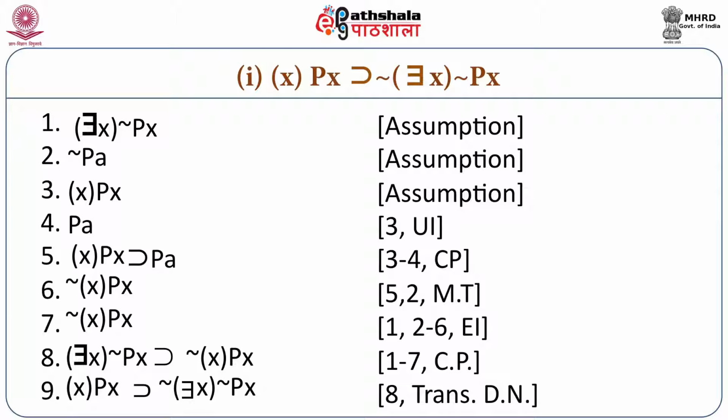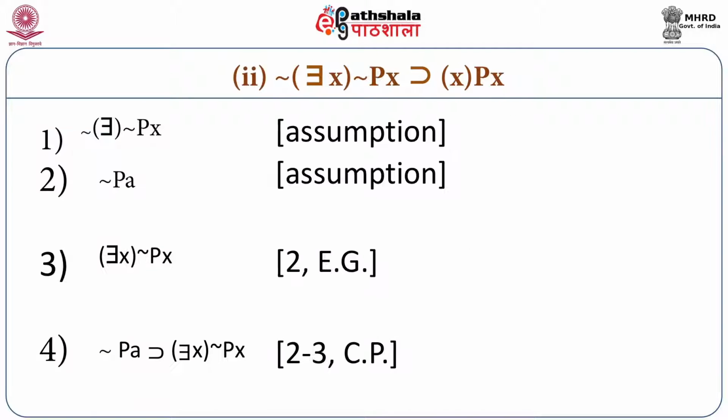For all x, if x is P, then it is not the case that there is an x such that x is P is not the case. First half has been proved. Now let us move to the next part of the proof. We need to prove it is not the case that there is an x such that x is not P, then for all x, x is P.